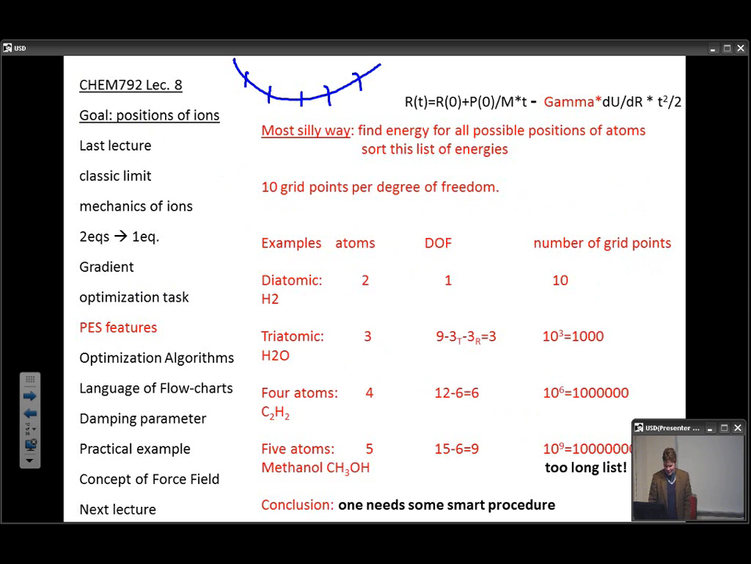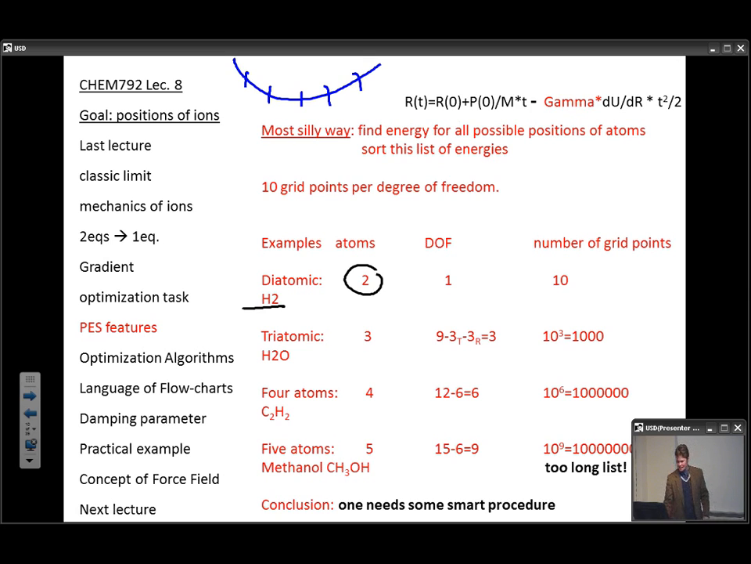Is it practical? Is it helpful? Well, if you are talking about a few atoms, it is really a good idea. And people were trying to parameterize the potential energy surfaces for small molecules. But here, let's illustrate this procedure, how many grid points we need to explore. So if you have only 2 atoms, an H2 molecule, we can be practical and say that we will try 10 different distances between hydrogens.